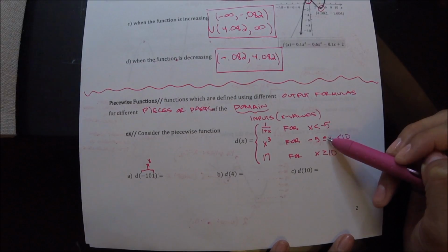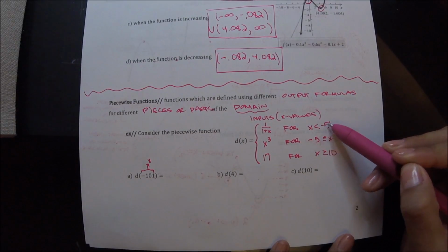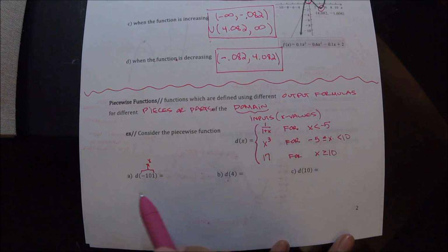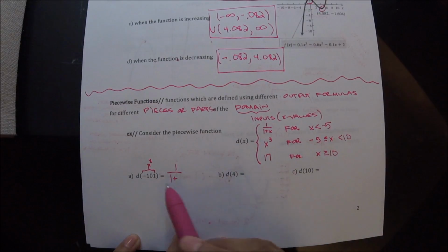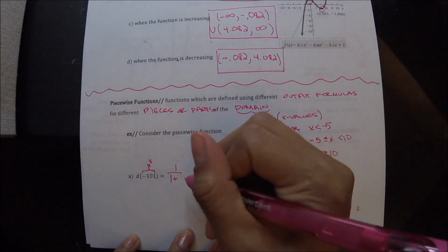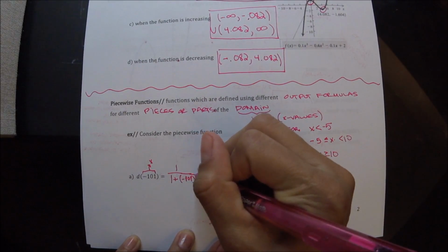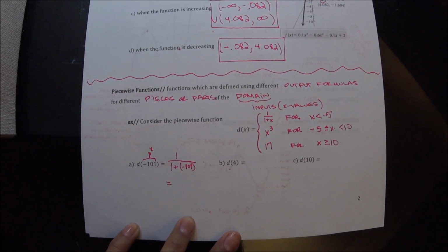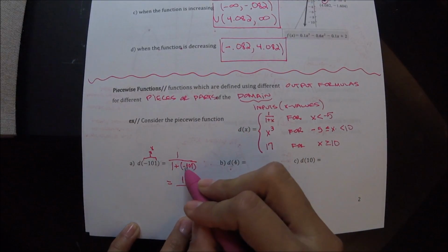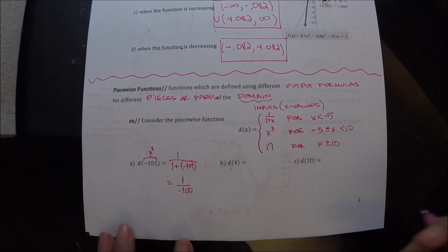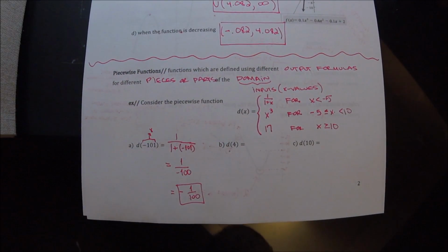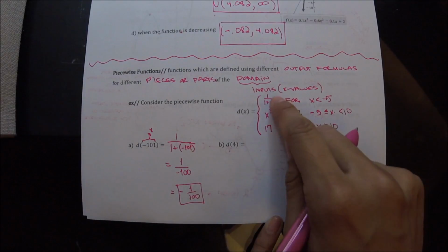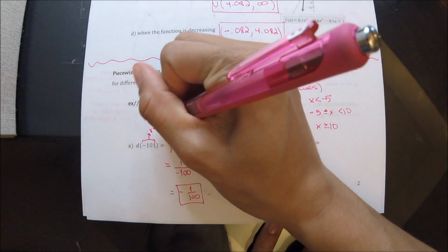Well, out of these three, we know that negative 101 is less than negative 5. So we're going to use this function here. So I'm going to put 1 over 1 plus, but remember, we don't want to write x because we're plugging in negative 101 for x. So I'm going to write plus negative 101, and then we just always simplify our solutions. So in the denominator, 1 minus 101 is negative 100. And you could leave it like that. I just like to kind of throw the negative out in front. But in either case, we get that d of negative 101 turned out to be negative 1 over 100. And we knew which of these three to use because x is less than negative 5.